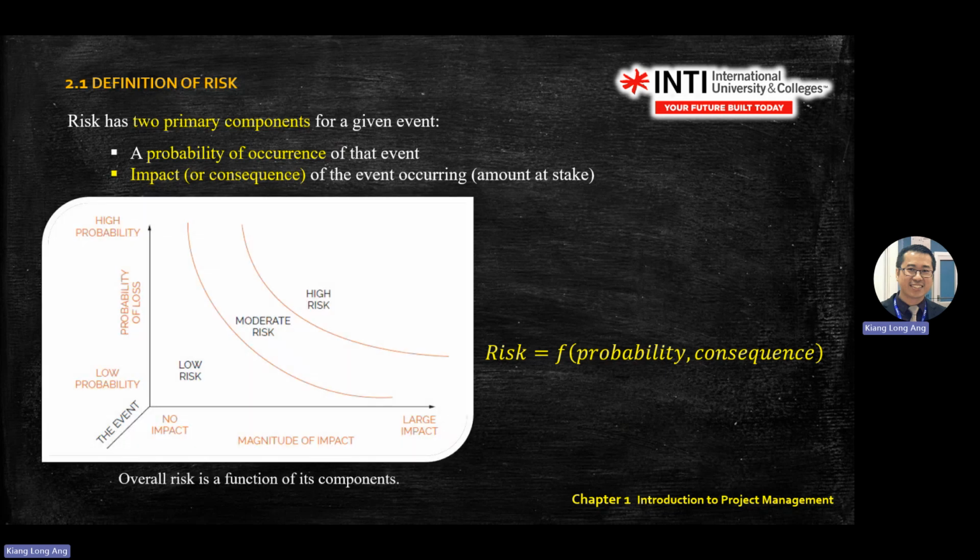So if you look at this graph, it has three axes. One is the event, which is pointing outside the screen, and the y-axis is probability of loss. The lowest is low probability of loss, and the highest is high probability of loss. Then the x-axis is the magnitude of impact, from no impact to large impact. There's a low risk region, this one. Low risk means the region falls within low probability and low impact, so you have a very low risk to the event. As you go higher and higher in this region, you have a high probability of loss and large impact, so you are at a high risk. Then here is moderate, between the high and low.